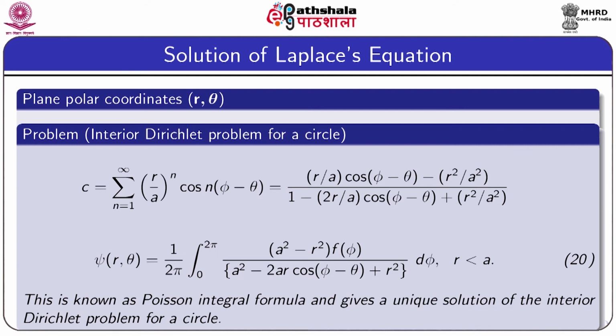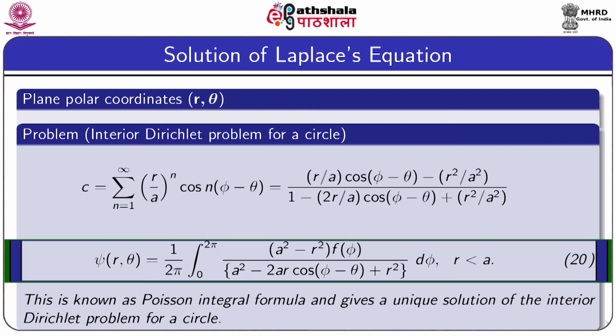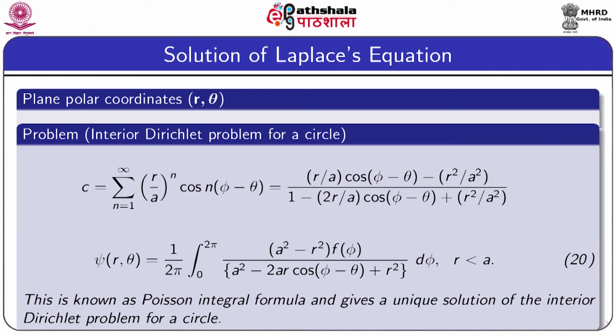Therefore, the solution psi becomes 1 by 2 pi integration over 0 to 2 pi (a square minus r square) f(phi) by (a square minus 2 a r cos(phi minus theta) plus r square) d phi, where r is less than a. This integral is known as the Poisson integral formula, and this gives a unique solution of the interior Dirichlet problem for a circle.